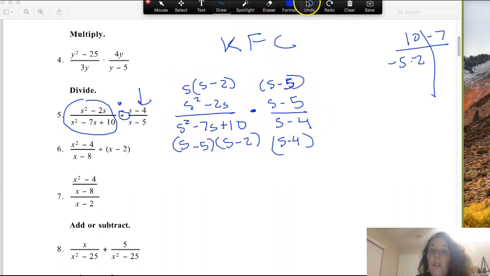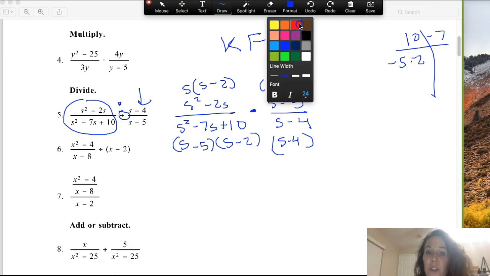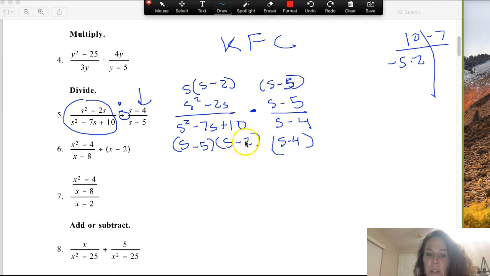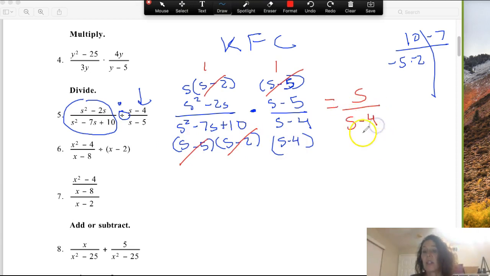This is all multiplied together, so I can cross cancel and do some division here, cancelling any common factors. So s minus 2 and s minus 2 gives you 1. You can write a 1 down here if you'd like. S minus 5 and s minus 5 give you a 1, and that's all you can do. So you have s times 1, which is just s. And on the bottom, I'm left with s minus 4. That's all I can do. I can't divide this into this because this is a whole quantity.